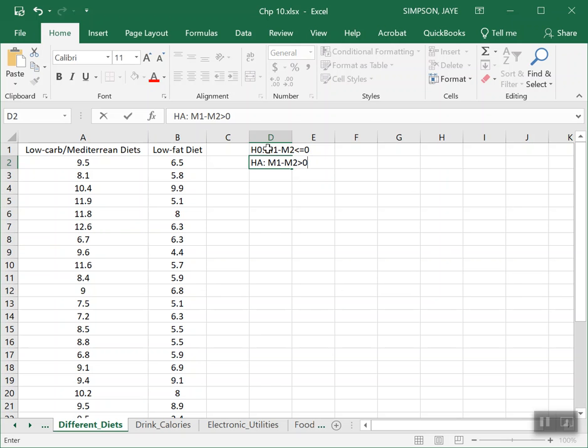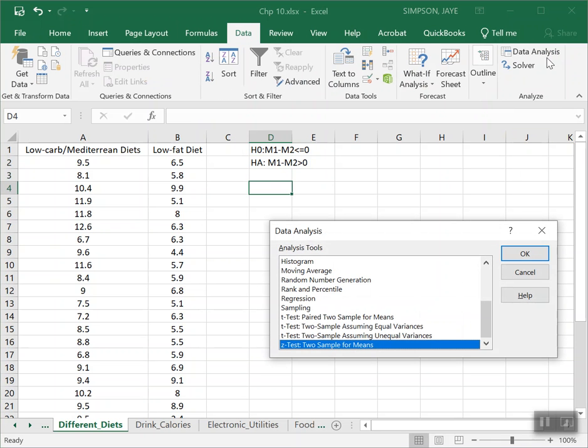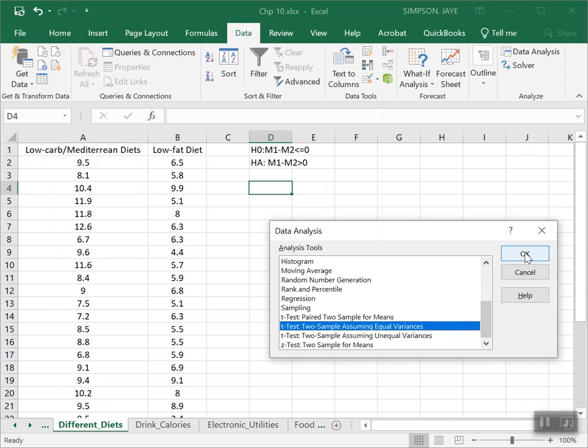And so we're told to calculate the test statistic and the p-value, assuming that the population variances are equal. So they're unknown, but we're assuming that they're equal, and we're going to use, again, a 5% significance level. So I'm going to go over here to my data tab and click data analysis. And now, because I assume the equal variances, I don't know what they are, but I'm assuming that they're equal, I'm going to choose the t-test with 2 samples assuming equal variances.